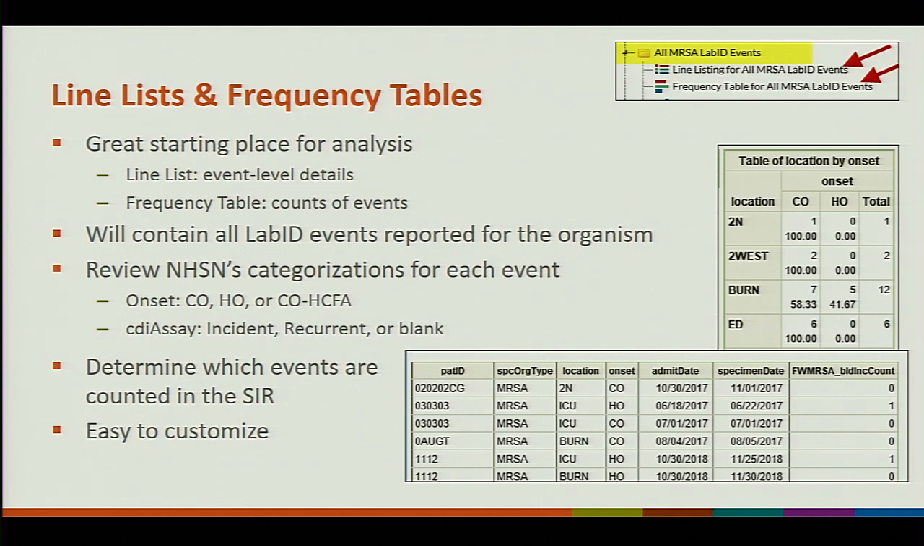Okay, so line lists and frequency tables. This is a great place to start your analysis, especially if you're new to NHSN. The line list will give you event level details for all of your LabID events that are entered. And the frequency table will give you counts of events that meet different types of criteria. You can use these reports to see how NHSN has categorized each of your LabID events using either the onset variable or the CDI assay variable. You can also use the line list and the frequency table to determine which events and how many events are being counted in the SIR.